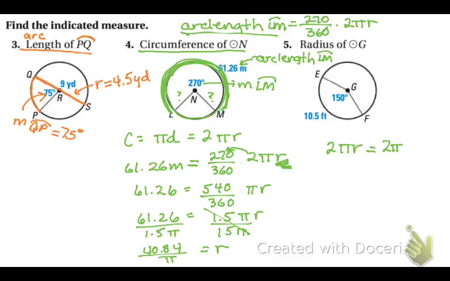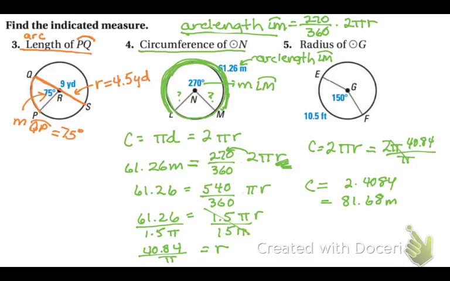Okay, I'm back. So the circumference is going to be equal to 2 pi r, where r is 40.84 over pi. Conveniently, pi cancels, so we have circumference equals 2 times 40.84, which is equal to 81.68, and we're in meters.